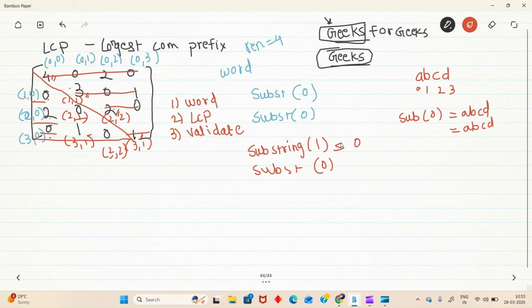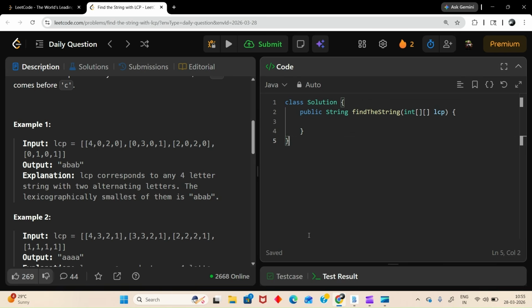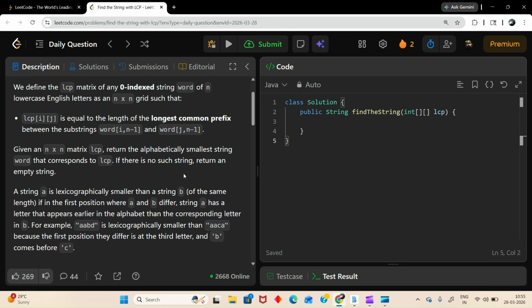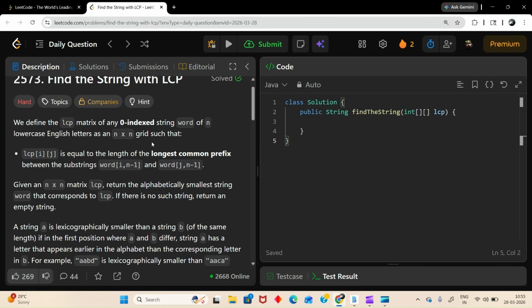Okay, nothing in common. So 0 and 1 are both at different places. What can we say? Yes, one is A, one is B. Why am I taking A and B? Consider that we have to construct a string, and we have to return the alphabetically smallest string. Okay, we have to construct a string.